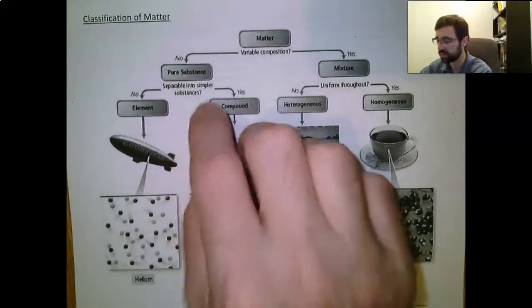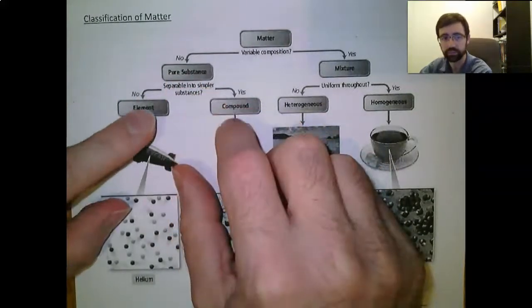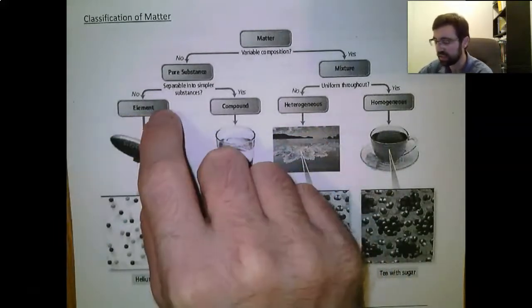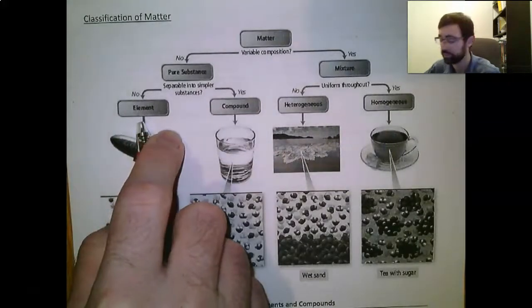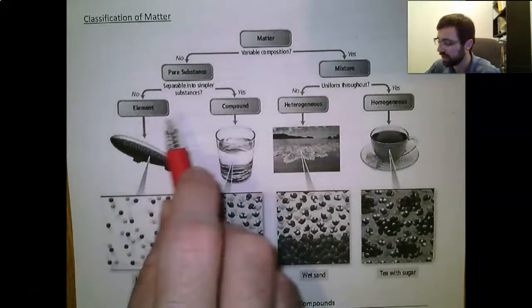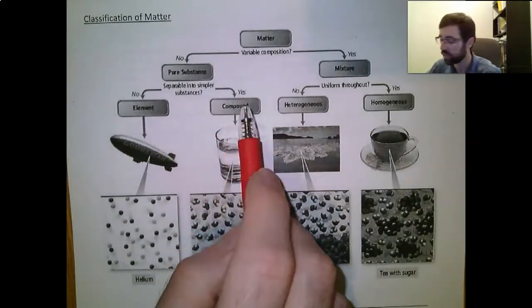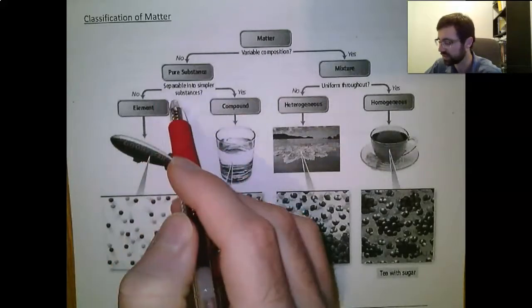Now, once we find out it's a pure substance, we know it's either an element or a compound. It's an element if you cannot separate it into a simpler substance with a chemical change. In other words, you can't separate it any further without doing a nuclear reaction. That's an element. If it's a compound, you can separate it by doing a chemical change. So we can chemically separate it into simpler substances.